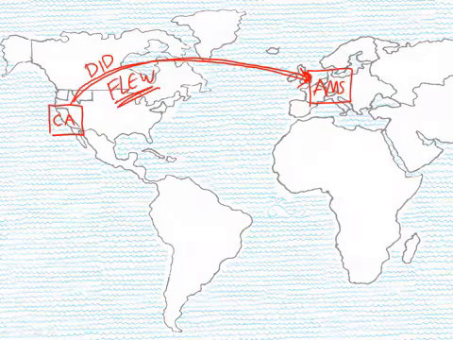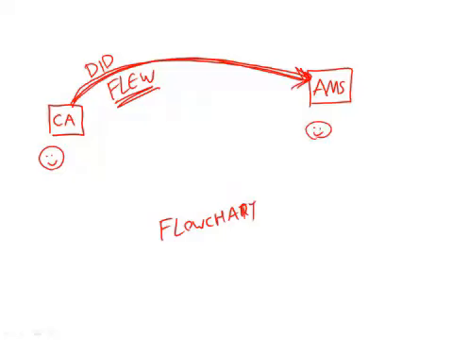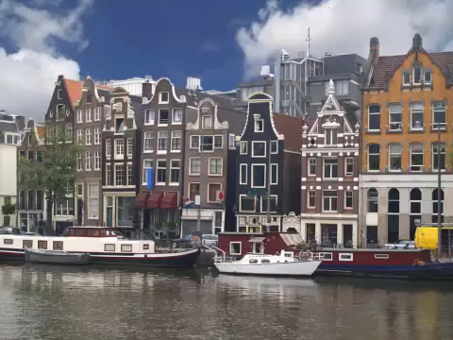If I was to simplify that a little bit, get rid of the map background, what I might find is I have what we're going to call a flowchart. We started out with me over here. I did something which took me to this other place over here. Now let's talk a little bit about Amsterdam.